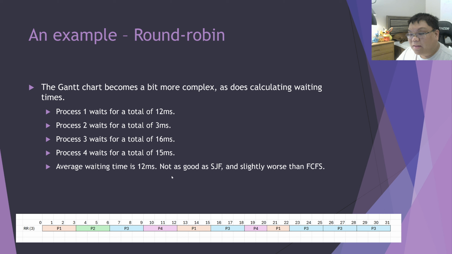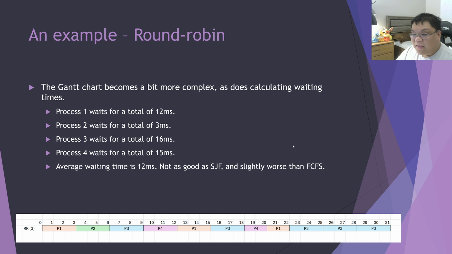So if you calculate the average waiting time, it's not as good as SJF and slightly worse than FCFS. So this is the cost of making things fair. We can get different results depending on what processes we have waiting in line, by the way. This is just one example.